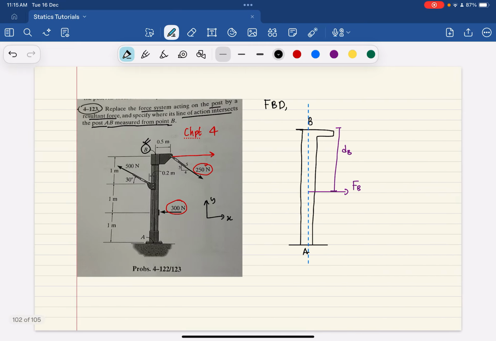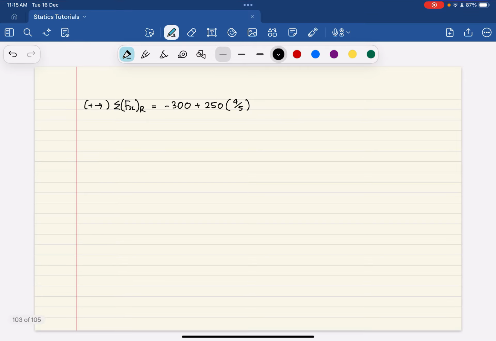Okay, and then we have the 500 Newton force. If we resolve in the x direction, it's going negative. So it's minus 500 cosine 30. Okay, so we do the addition: negative 300 plus 250 times 4 over 5 minus 500 cosine 30.